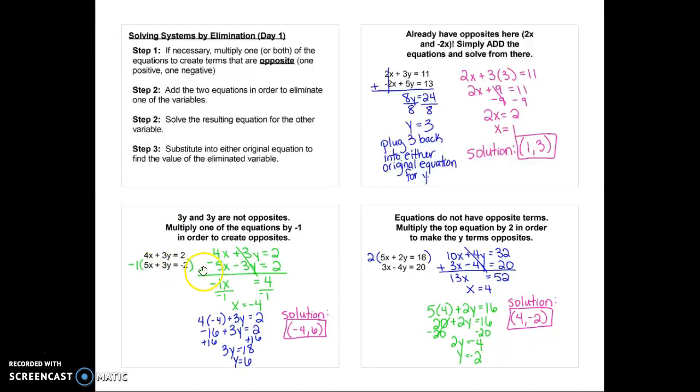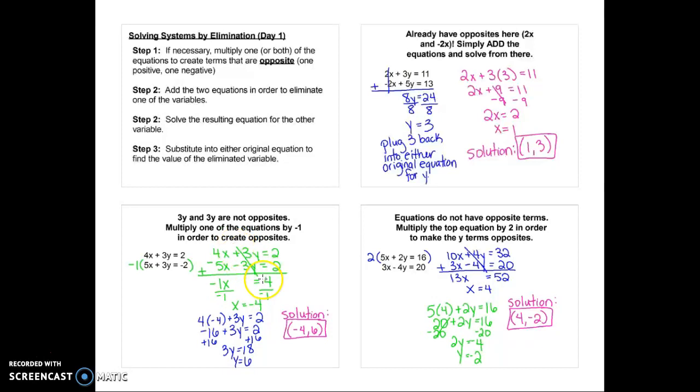So 5x times negative 1 is a negative 5x. 3y times a negative 1 is a negative 3y. And then negative 1 times negative 2 is a positive 2. So every single term got multiplied by that negative 1. Now, this goes right back to our step 2 from before. Now that these are changed and we have opposites, I now want to add my equations together. 4x plus a negative 5x is a negative 1x. 3y and a negative 3y eliminate.